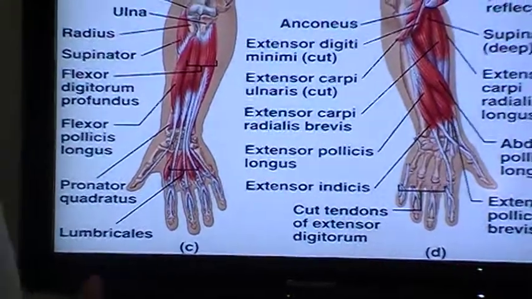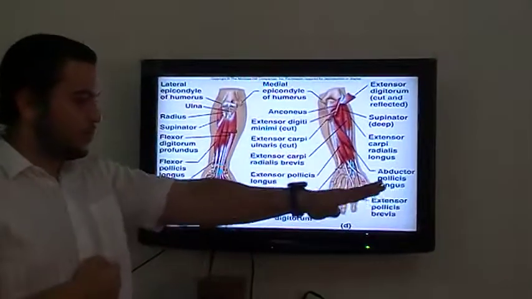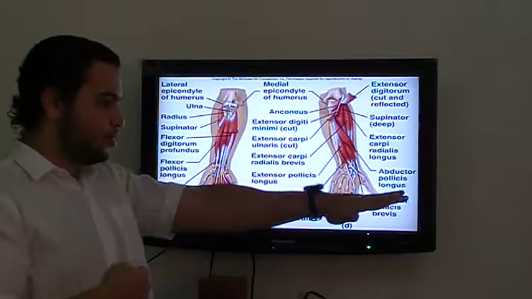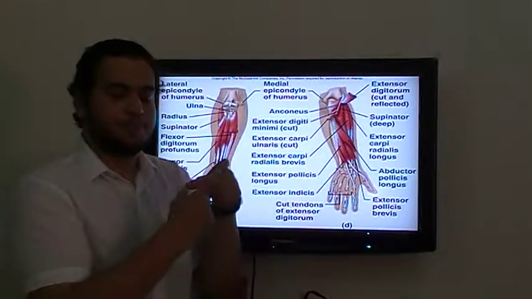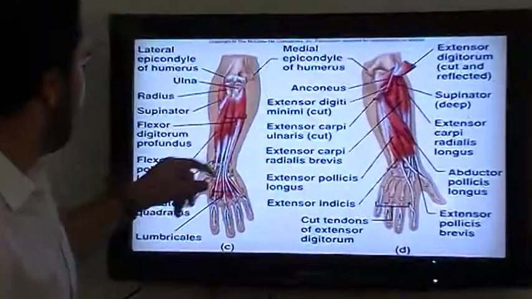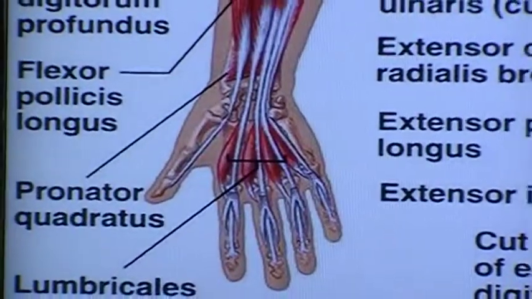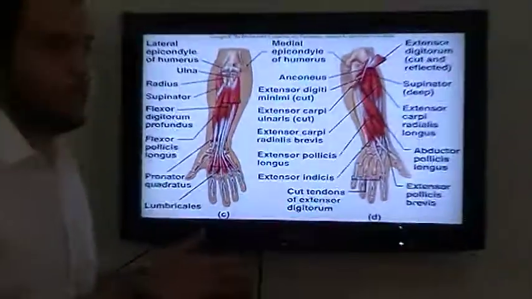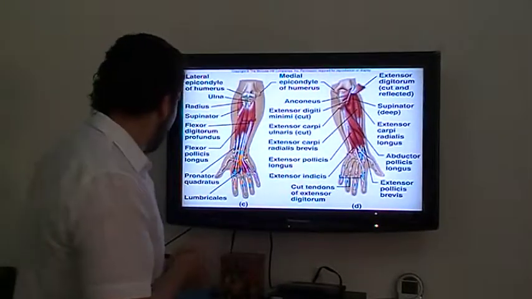What does pronator quadratus mean? Pronator refers to the movement that you can see, pronation. Quadratus means square in shape. So it's a square-shaped muscle, and we call it pronator quadratus. This muscle is actually very deep also, so the anatomy doctors don't ask about it much.